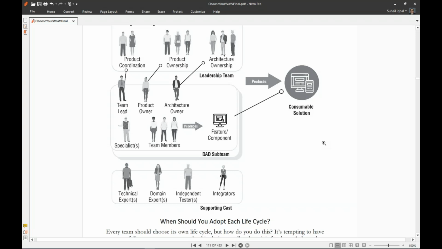And now these three are heading on top. We have got specialists in the team, we have our team members, and here we are producing components or features which are ultimately going to the consumable solution. And in the support cast, we have got technical experts, domain experts, independent testers, and integrators.